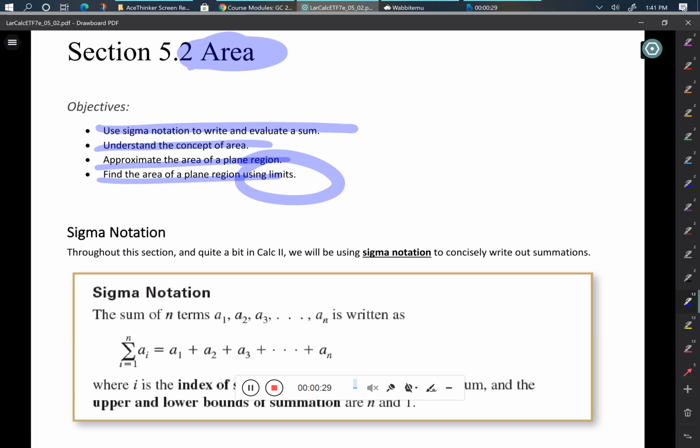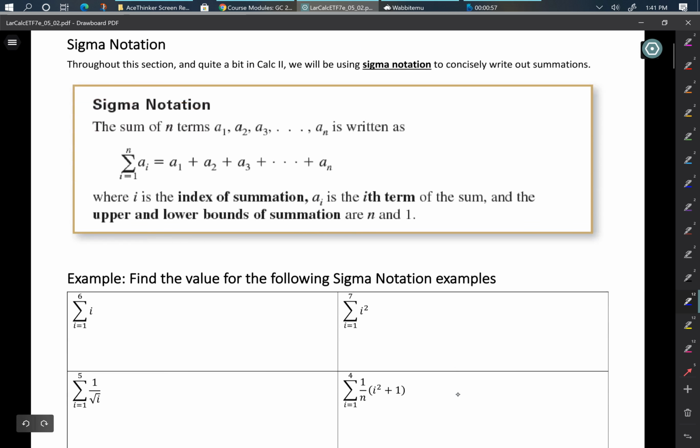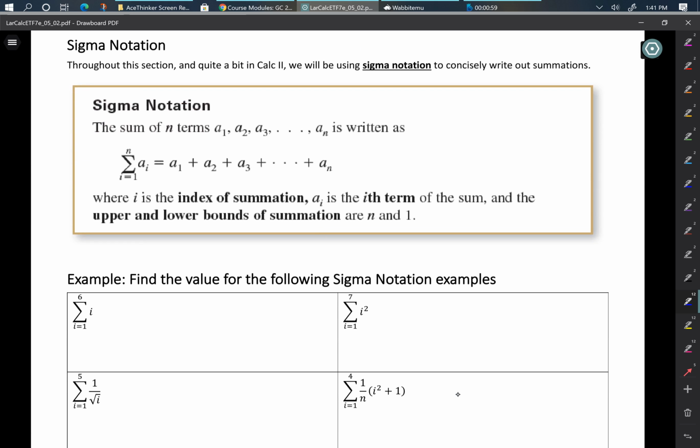Now, first off, throughout the session, and for a lot of Calc 2, you are going to be using the idea of sigma notation to concisely write out summations. So just to review, hopefully you've seen this before. It's supposed to be done in college algebra and pre-calculus, but some of you may have had kind of a spotty exposure to it. If not, we'll try to get you up to speed pretty quick here. Sigma notation is a way to write out summations.